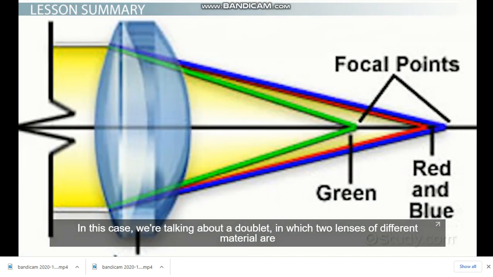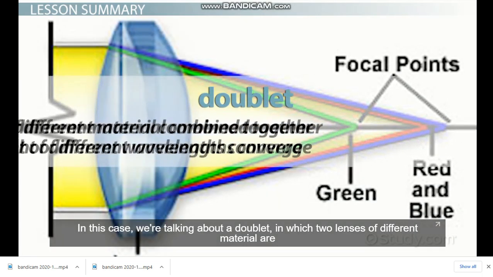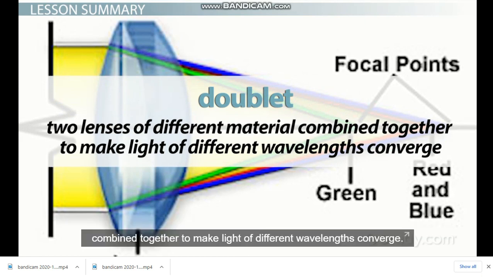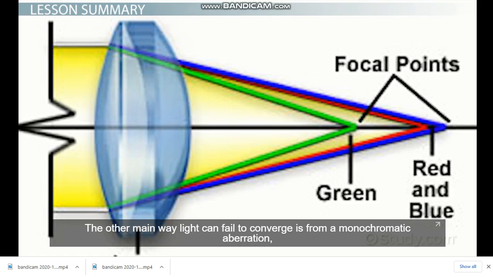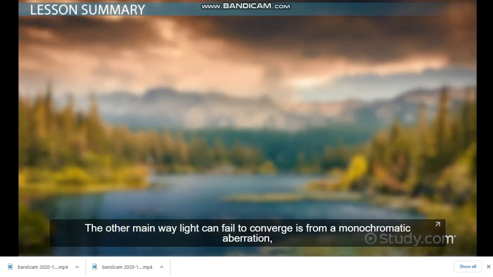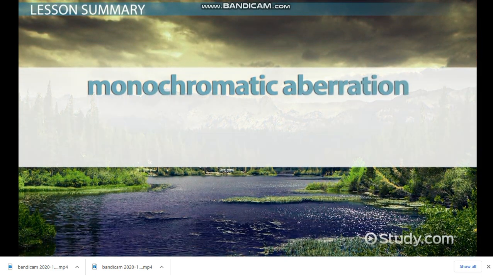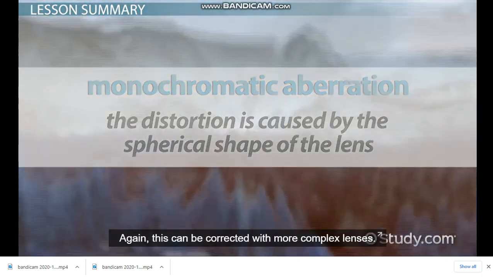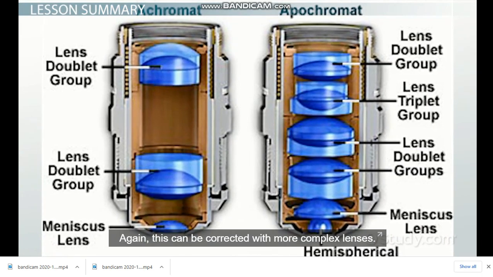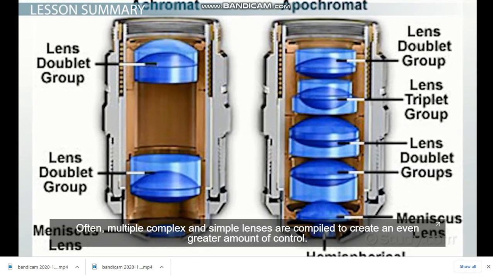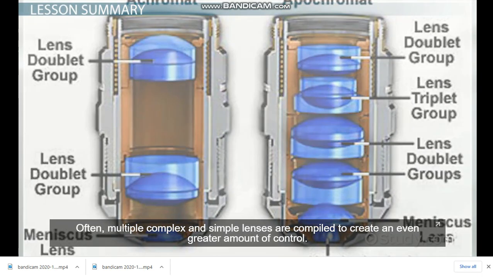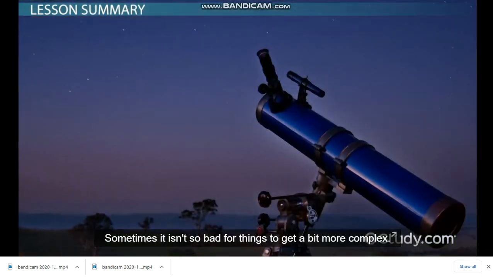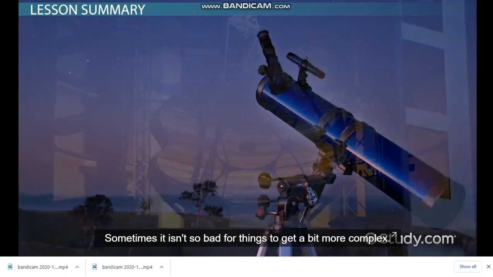In this case, we're talking about a doublet, in which two lenses of different material are combined together to make light of different wavelengths converge. The other main way light can fail to converge is from a monochromatic aberration, in which the distortion is caused by the spherical shape of the lens. Again, this can be corrected with more complex lenses. Often, multiple complex and simple lenses are compiled to create an even greater amount of control. Sometimes, it isn't so bad for things to get a bit more complex.